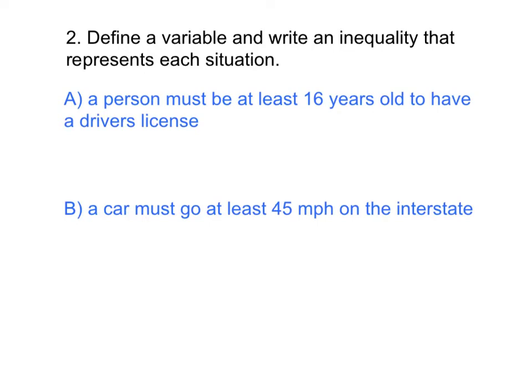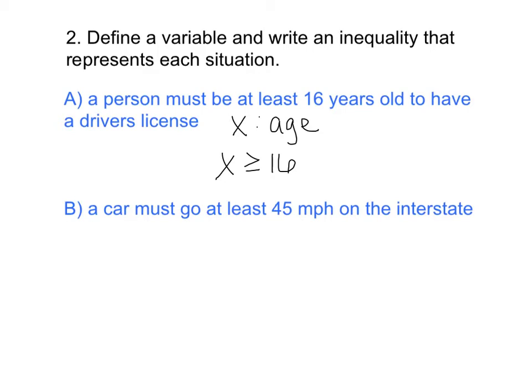Define a variable and write an inequality that represents each situation. A person must be at least 16 years old to have a driver's license. Well, if they have to be 16, they have to either be 16 or they have to be older. So let's define a variable. x is the age of a person, because that's what we're talking about in this problem. And the age of a person has to be greater than 16, but you could be 16, so x is greater than or equal to 16.